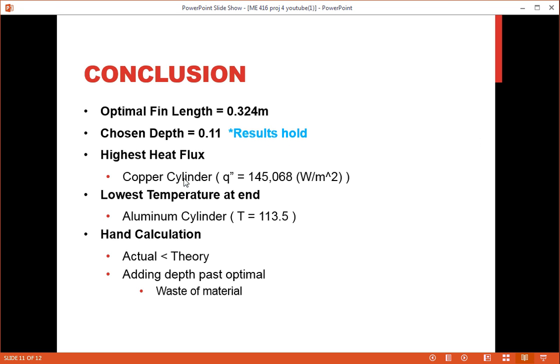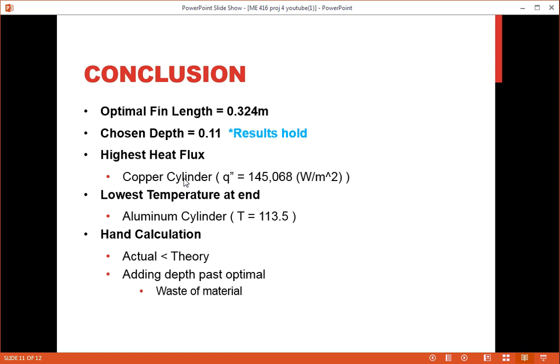In conclusion, our optimal fin length should have been 0.324 meters, but our chosen depth still holds the same results. The highest heat flux will be the copper cylinder at 145,068 watts per meter squared at the beginning. The lowest temperature at the end came out to the aluminum cylinder, which was 113.5 degrees Celsius.